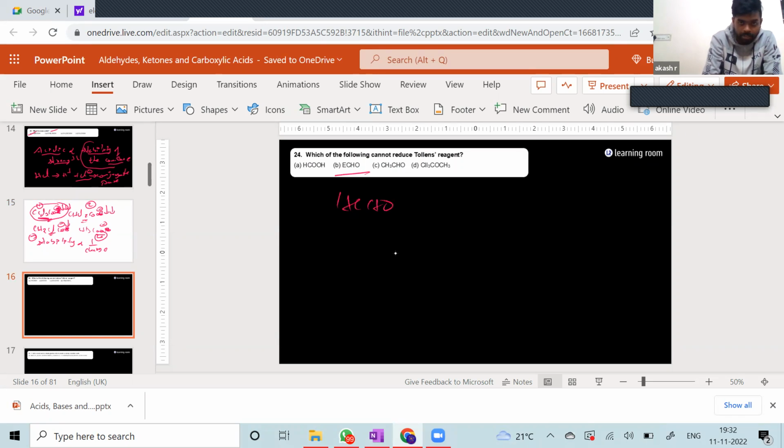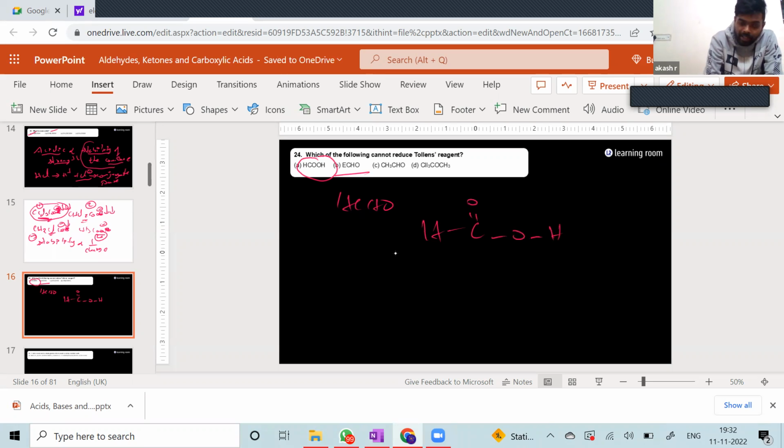This is HCHO. Okay, obviously ketones cannot do it, but a bad acid can do it. What is this? HCOOH is given, that can do. Okay, that's an exception. Now in HCOOH, if you write the structure, what is the structure, right?